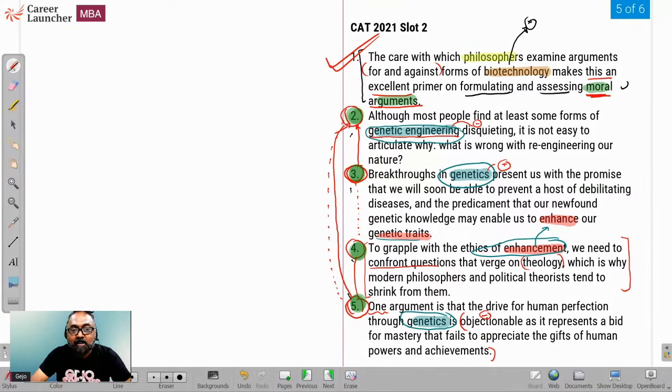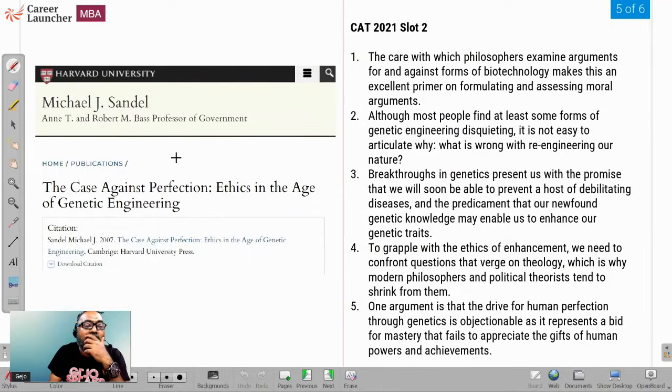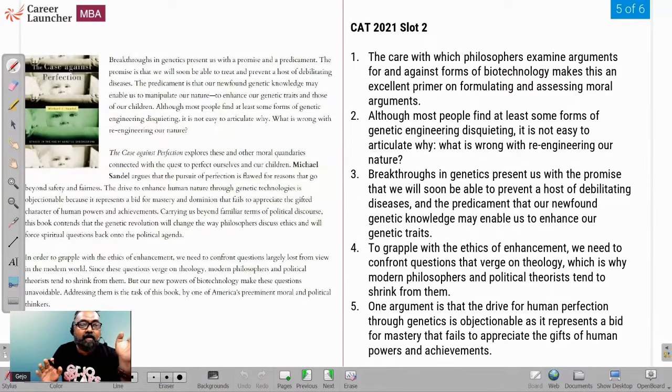But what is the question setter? This is taken from this journal, The Case Against Perfection, Ethics in the Age of Genetic Engineering. Oh, let's look at this. Okay. Let's look at what's happening here. Breakthroughs in genetics present with promise and predicament. Promise and predicament. This gives us positive as well as negative. But this question setter starts with promise. Just looked at promise. So predicament, he missed it. The promise that we will soon be able to treat debilitating diseases. The predicament.